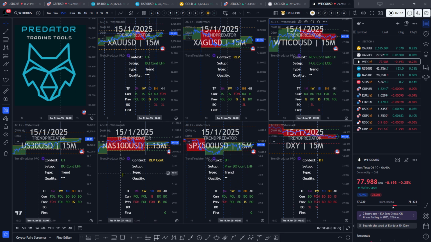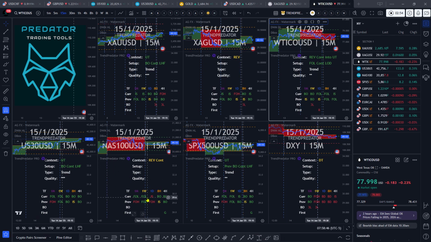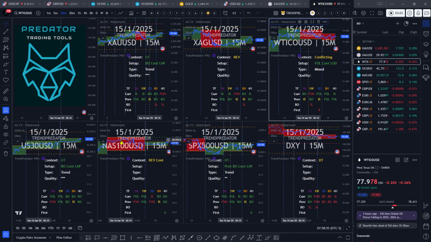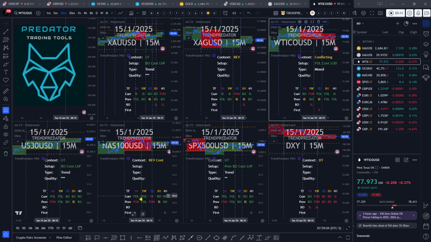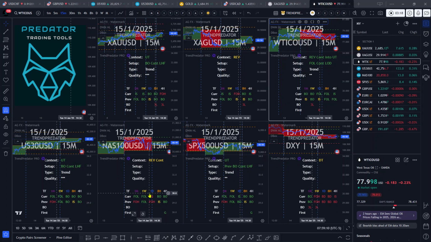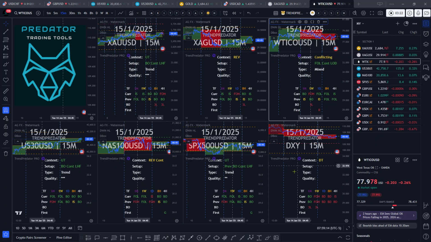Whereas over here with the NAS, we can see that today is an inside day. So we're inside of yesterday's range. Yesterday was a fake out high, as the table tells us. It pumped and then dropped back inside of the previous day. Okay, but the weekly chart is bullish, so that's conflicting. So it might be interesting later on, but at the moment not.